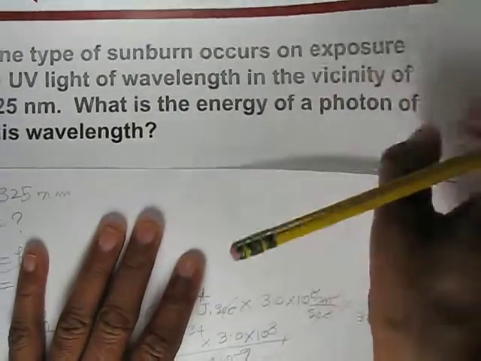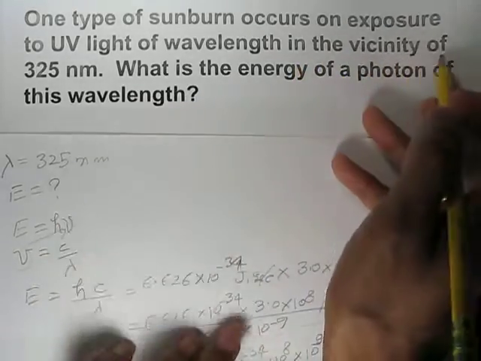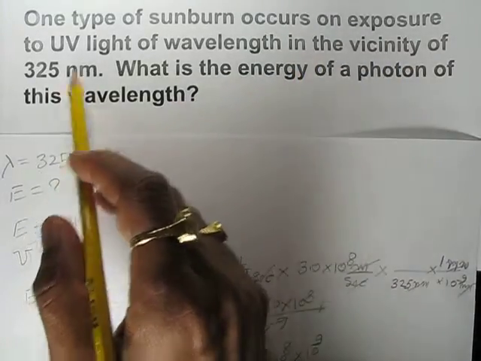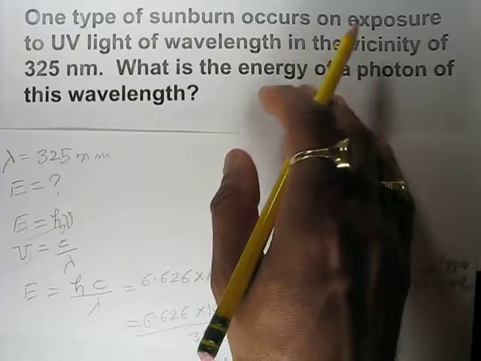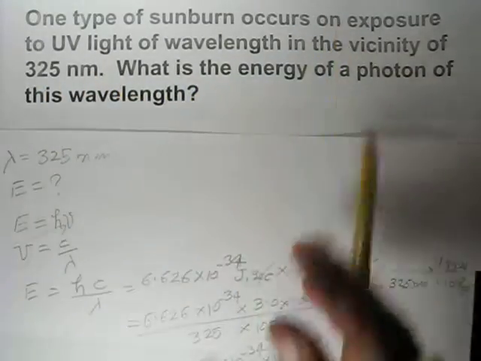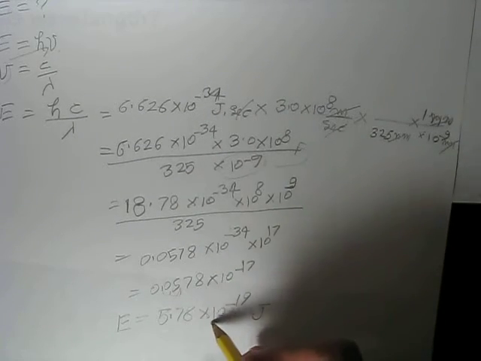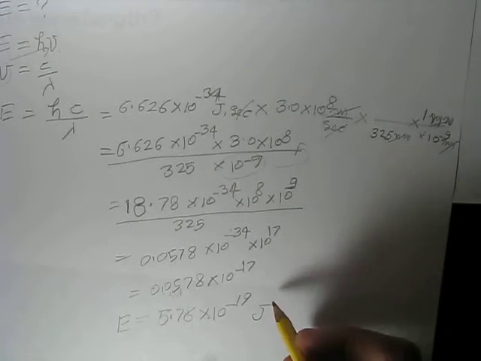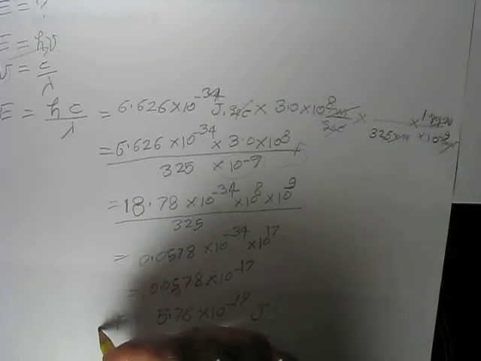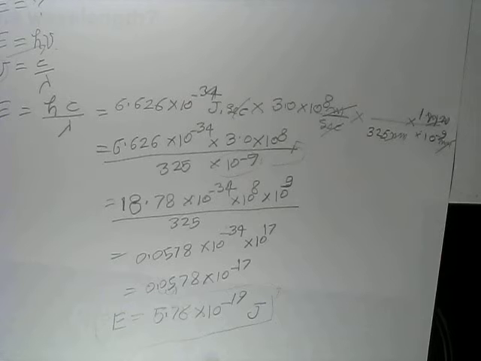One type of sunburn occurs on exposure to UV light of wavelength in the vicinity of 325 nanometer. If we are in contact with 325 nanometer UV light, it will give us about 5.78 times 10 raised to minus 19 joule of energy. You can see how small the energy is, but still it is enough to cause sunburn.